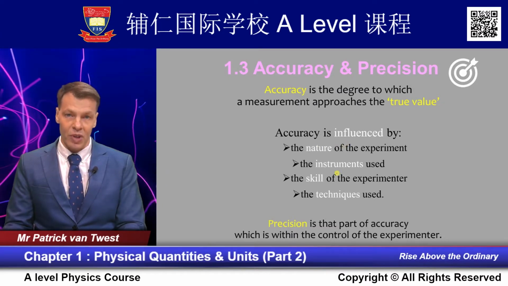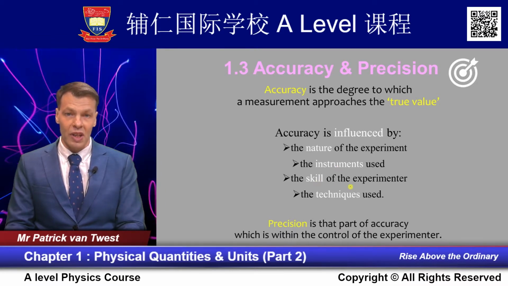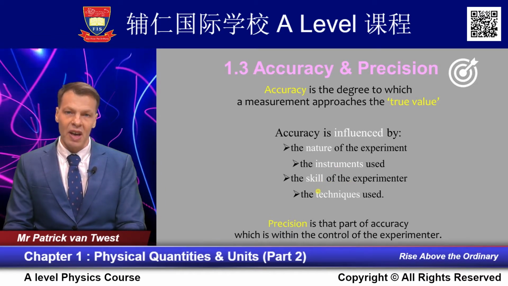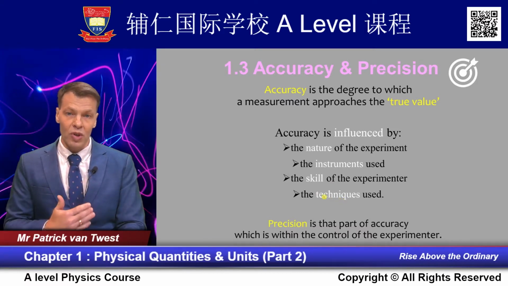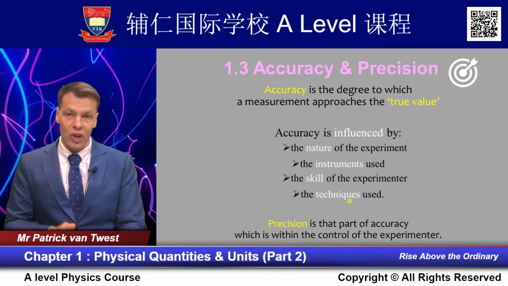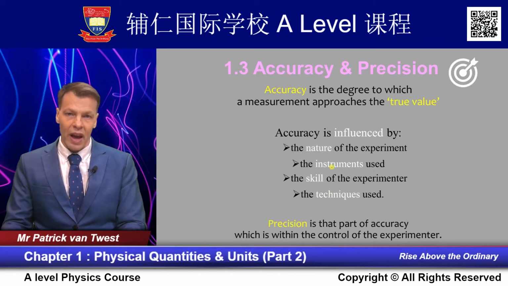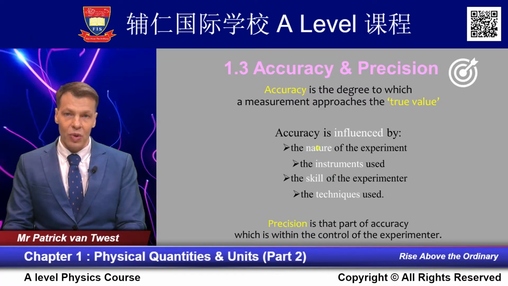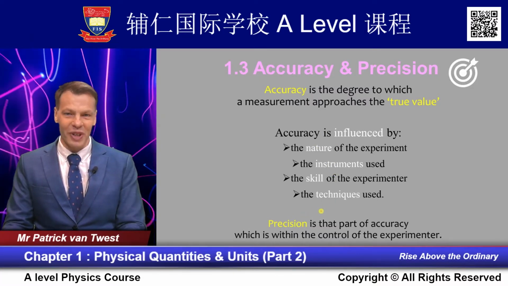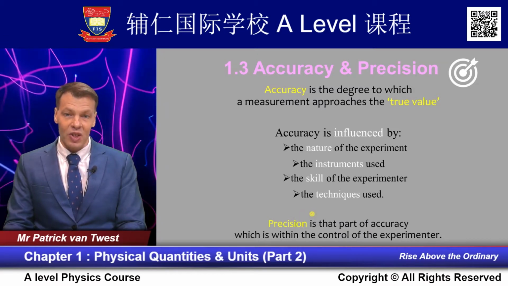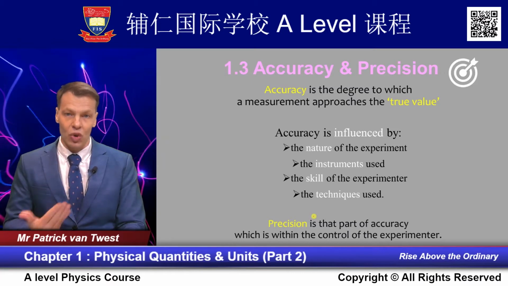It might be, like we said before, the instruments we use to measure. It could also have a lot to do with the skill of the experimenter and their experience, and also the techniques used. So when you do your practical part of the course, you'll try to get better at using accurate techniques and developing good skills for measuring and trying to eliminate any sources of inaccuracy. Now, precision is a different animal altogether. Precision is slightly different. It's that part of the accuracy which the experimenter can control.